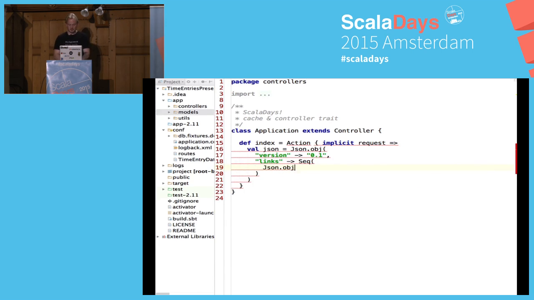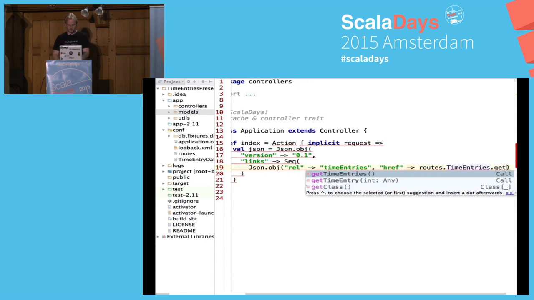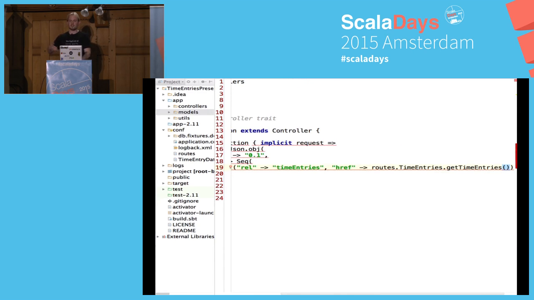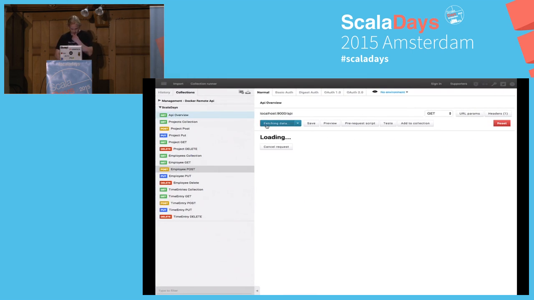Then you pass in another JSON object, with your rel pointing to the time entries, and then an href pointing to the time entries' unique resource identifier. Now, because the routes file gets compiled, you can actually refer to this using a function, and this way, if you change your URIs, your whole application will not break. You do this by using the routes object, and then the time entries. The first controller method we are going to implement is the getTimeEntries, and this will get a collection and show it to the client. So let's try and check this out.